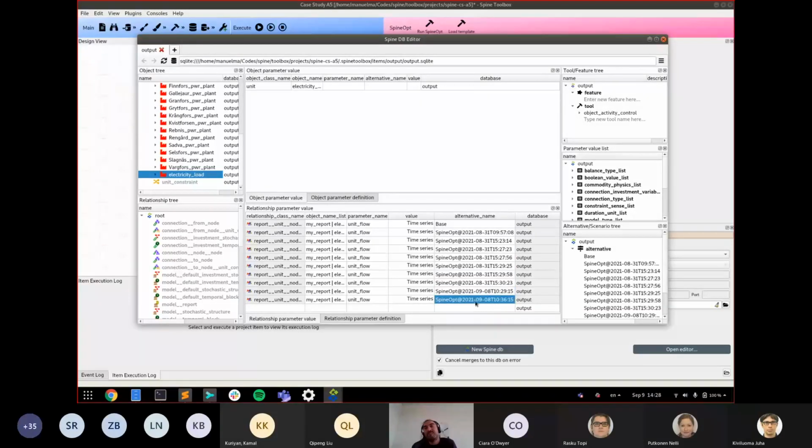And each run is written into a separate alternative, so I can compare different runs. If I had changed the input data, for example, I could look at different results. It's not the case here, but you get the idea. So that's it.